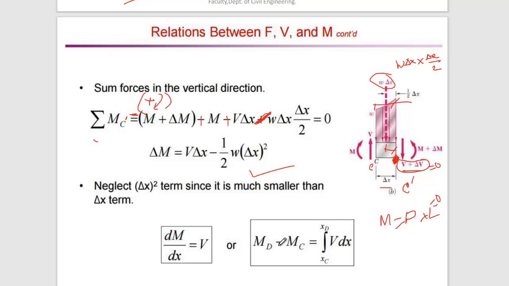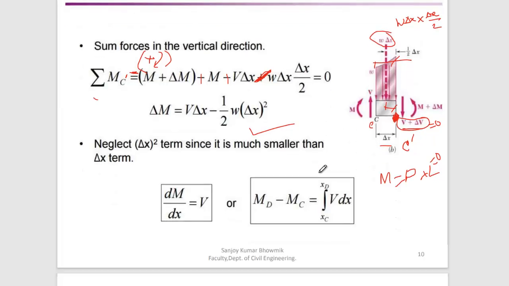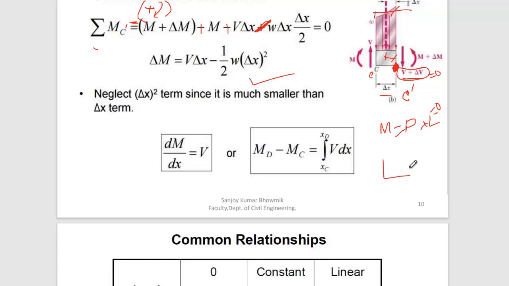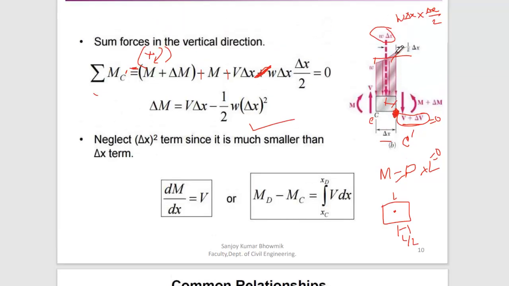Del x by 2, sir. Okay. So if it is a rectangular area, what is your CG distance? If the length is L, the distance of CG would be L by 2. So this distance is del x here, so the CG distance would be del x by 2.